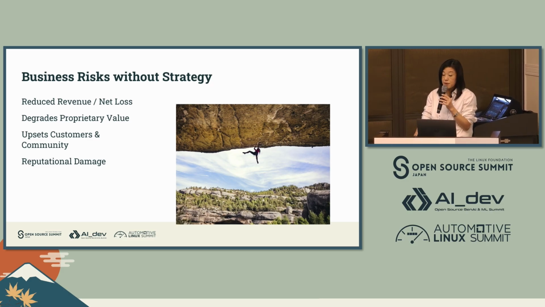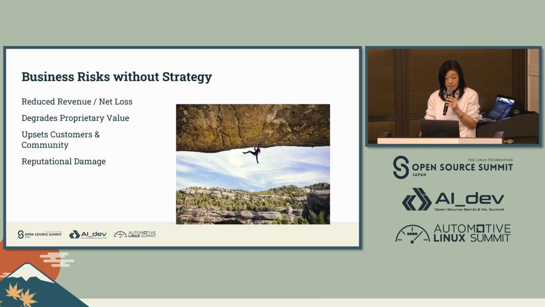So what would happen if we don't have a strategy? We may create products that will not produce revenue or lose revenue. We may degrade the value of our proprietary software or surprise the customer community by license changes or an incorrect approach. And there is a risk of damage to our business or the company's reputation. Open source can have a significant impact on a business, both positively and negatively. Therefore, before you start, it is very important to build a clear strategy for it.